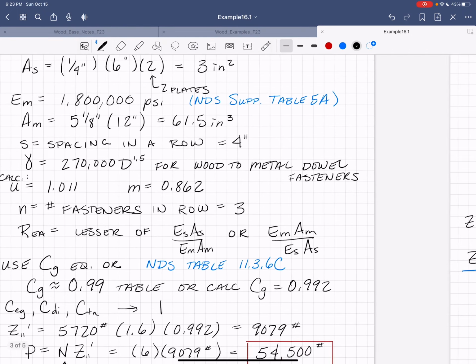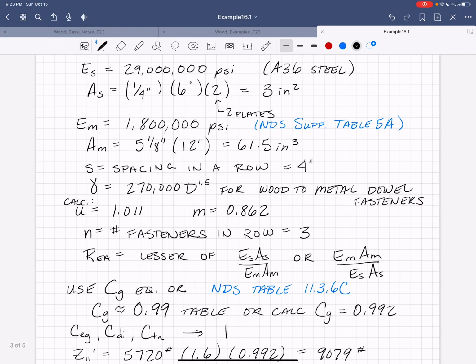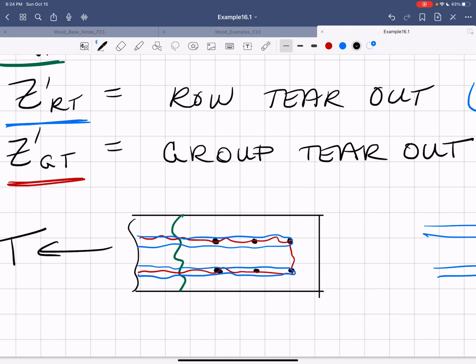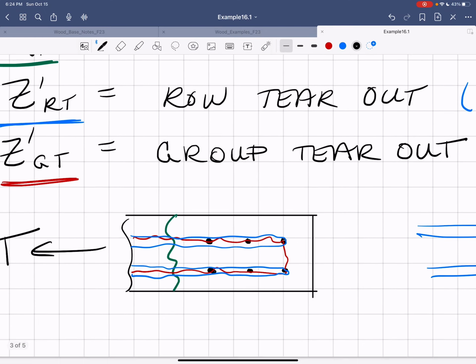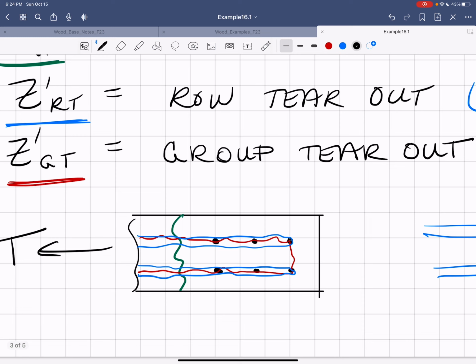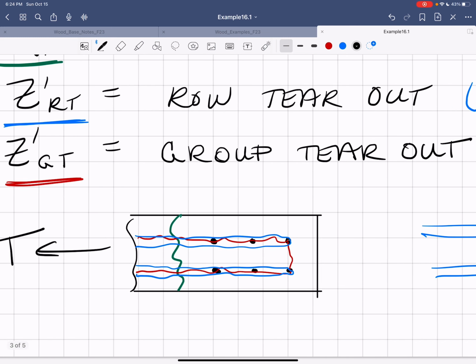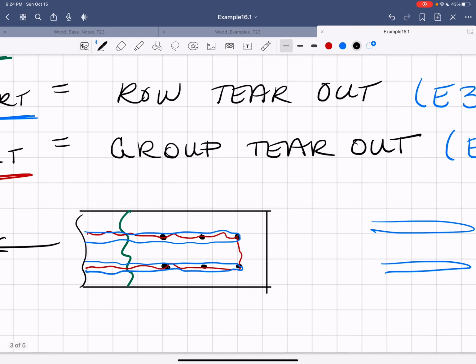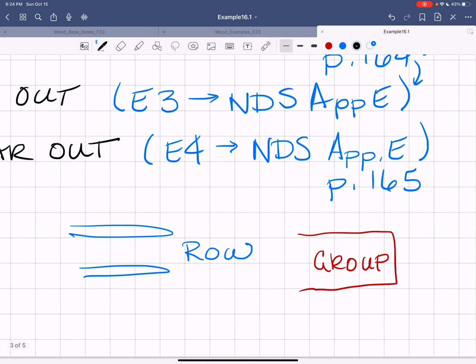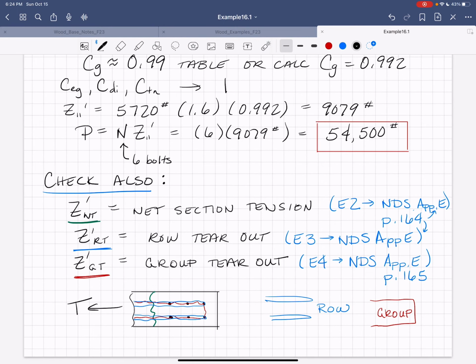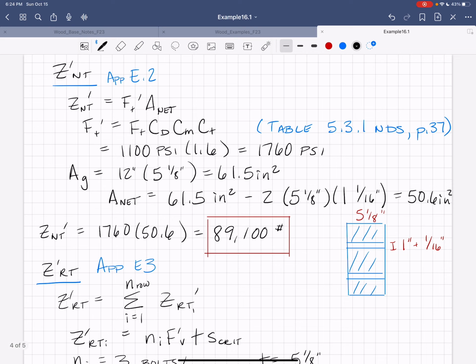Well, I've drawn it here. Essentially, the green is if you break the wood itself, so that's the net section tension. Row tear out is the blue, so these two individual rows tear out. And red is the whole group tears out, so this would be that kind of rectangular looking tear out. So you just work through those different cases, and the equations are in E2, E3, and E4.